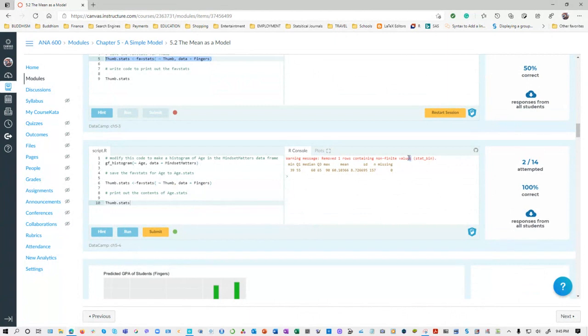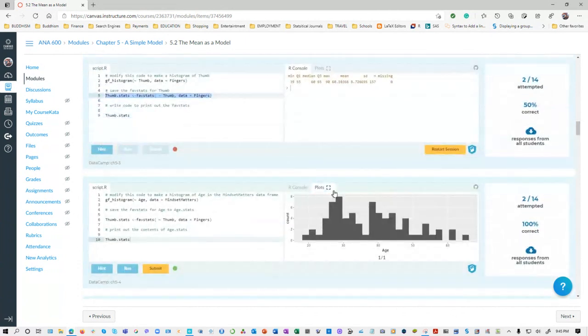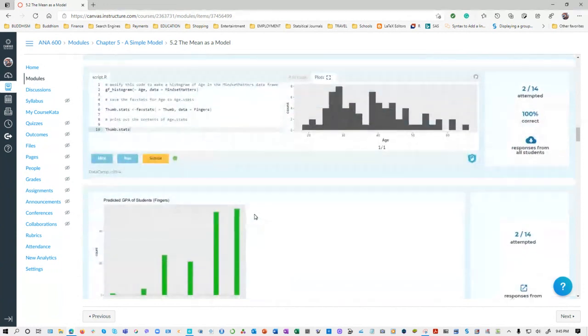See, non-finite value, because it removed one row containing the non-finite value. You don't have to worry about that one. See, this one, look at the mean and median, they're close to each other. But if you look at this distribution, see, look at the 2 humps. See, that's why the shape of the distribution and favorite statistics both should be examined.